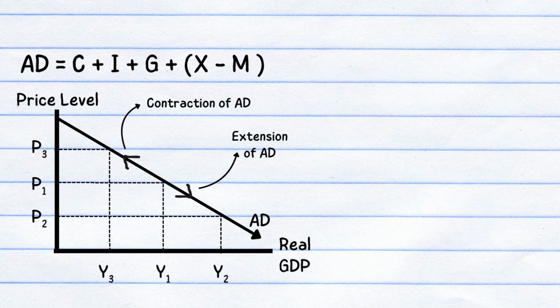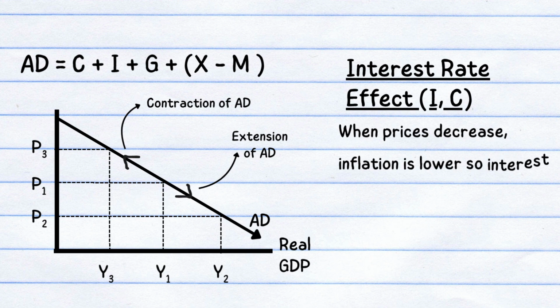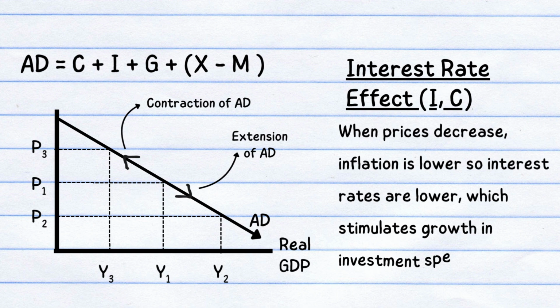And then the next thing is the interest rate effect. When prices decrease, inflation is going to be lower, and so interest rates will be lower, which will then stimulate growth in borrowing because it's easier to borrow. So investment spending will increase, and consumer spending on more large purchases will also increase. Things that you would typically need to take a loan out for will increase.